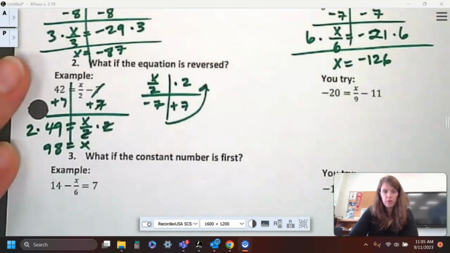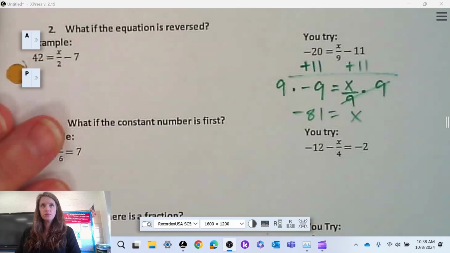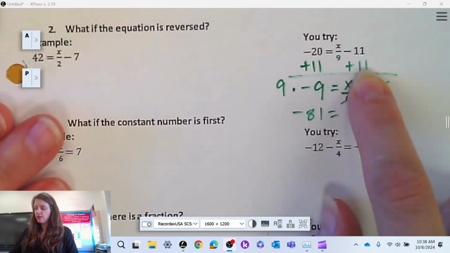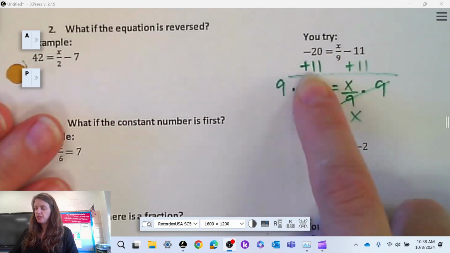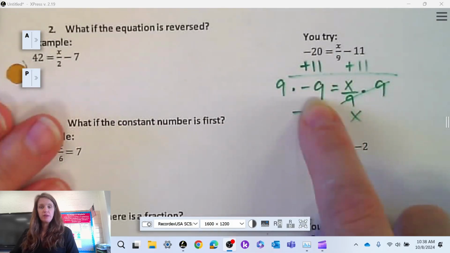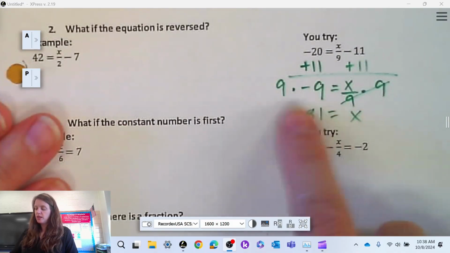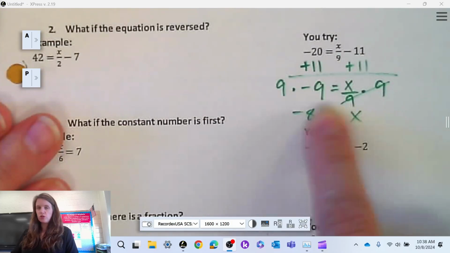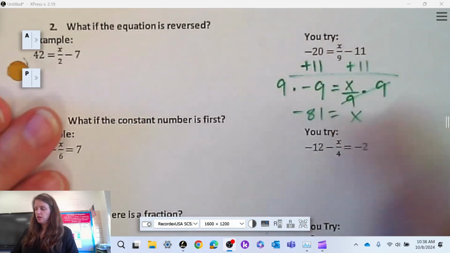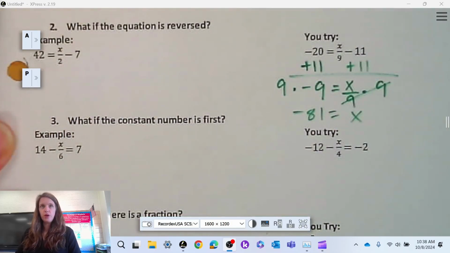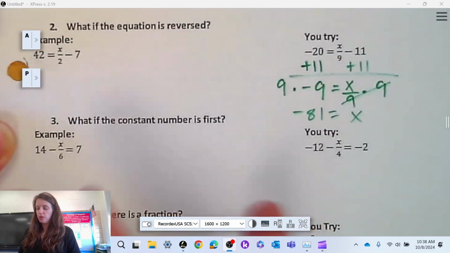So again, pause, try the one on the right that says negative 20 equals x over 9 minus 11. Okay, so as you can see, the you try one, if you added 11 on the right side, you also had to add it on the left side, which means negative 20 plus 11 gives you a negative 9. And then because you had x divided by 9, you had to multiply by 9, and so negative 9 times 9 equals negative 81. So you should have gotten that. I had to edit this because it was incorrect in the first one, but moving on to the next one, you'll see the following ones change a little bit of the order of the problem.